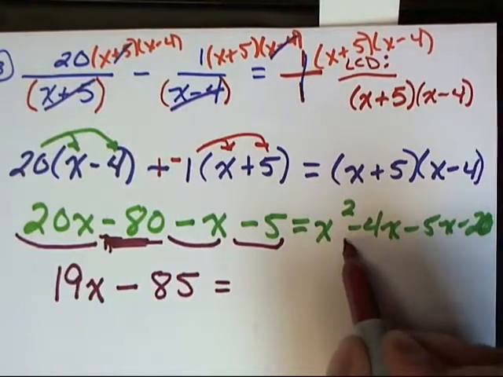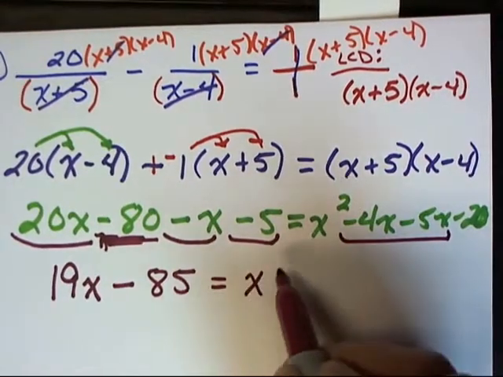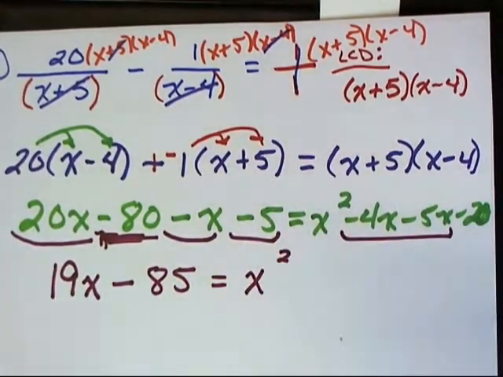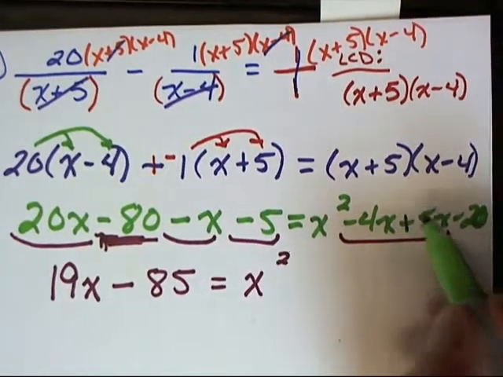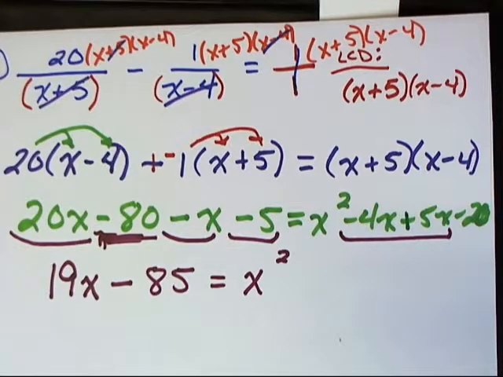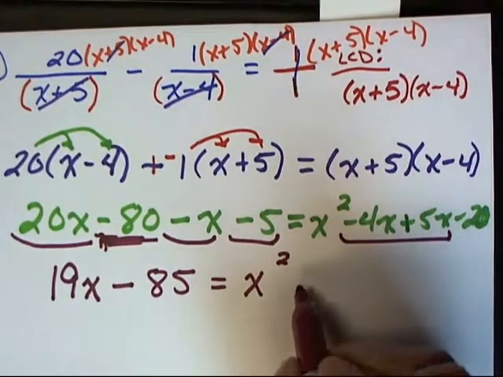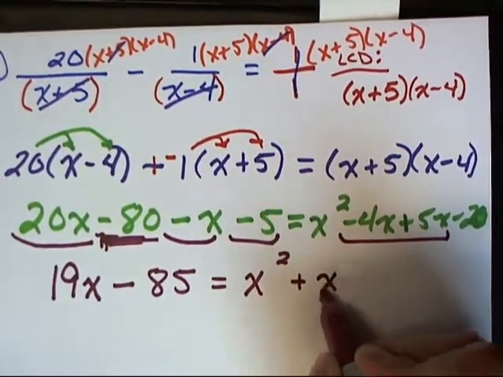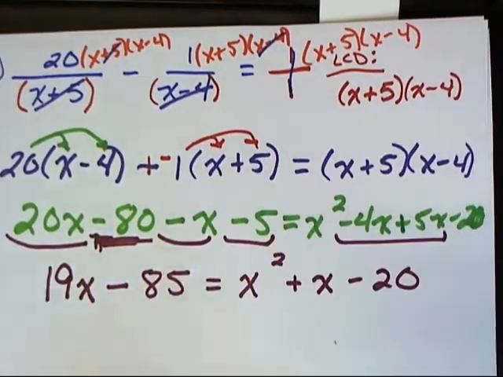On the right side, I also have some like terms from my FOIL method. So I get x squared. Oh, did you notice my mistake? It's supposed to be a plus 5x. I was too busy singing, I guess. Negative 4x plus 5x is a positive 1x, and then minus 20.